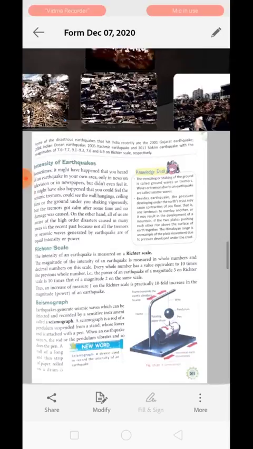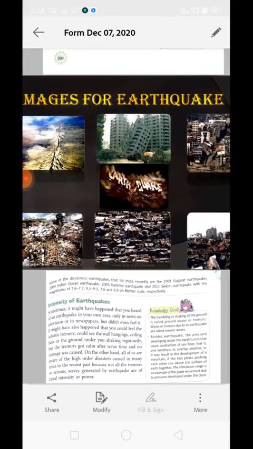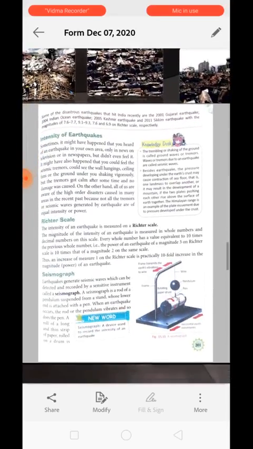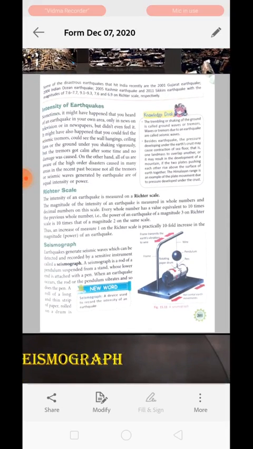You have seen these pictures. Okay, this is also a result of earthquake. So, on the other hand, all of us are aware of high order disaster caused in many areas in recent past, because not all the tremors or seismic waves generated by earthquake are of equal intensity. The power of each seismic wave is different from another, and depending upon it, it causes the disaster.